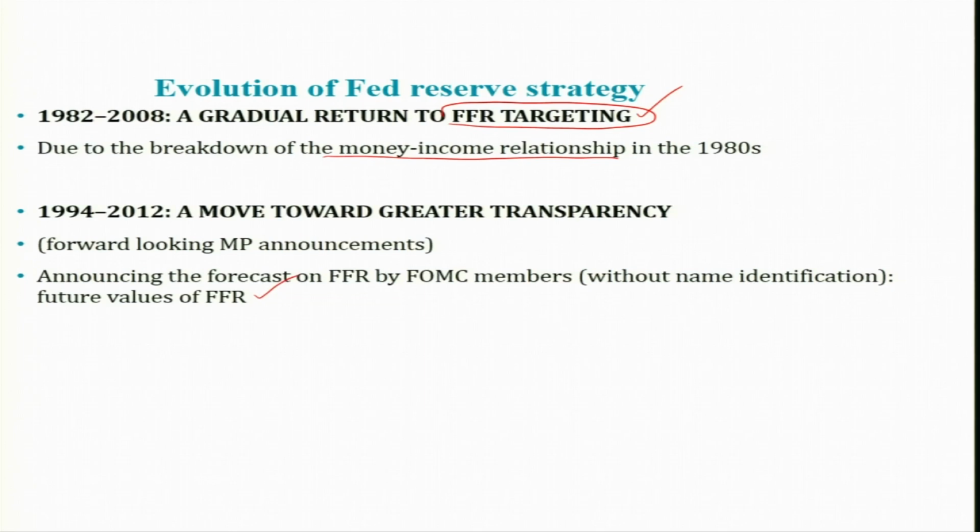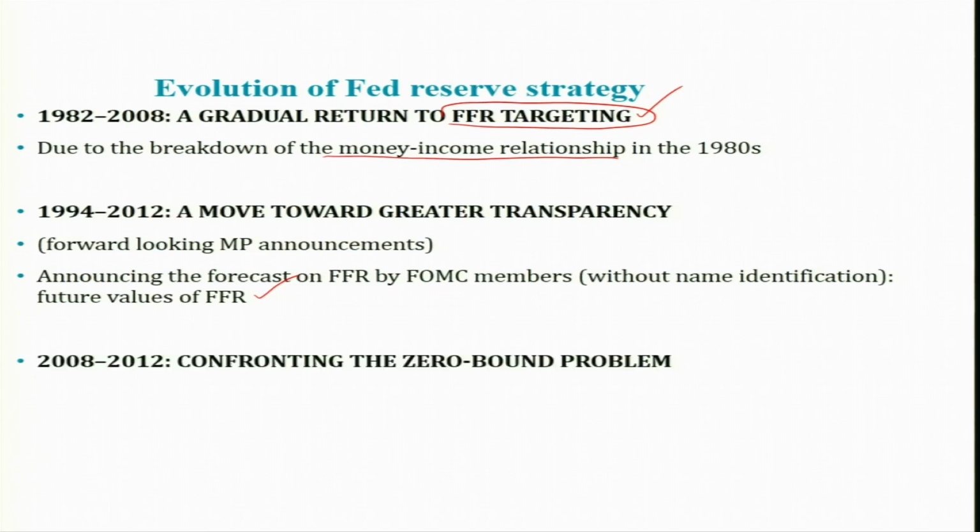That means giving more hint to the economic agents about what is going to happen, what the monetary policy will look like. Then in 2008-2012 we can see that there was the problem of confronting the zero bound. At the beginning of the 2007-8-9 financial crisis, the Federal Reserve was conducting policy under a Fed fund rate strategy. That means they have been following the Fed fund rate strategy, that is, interest rate targeting as the main strategy.